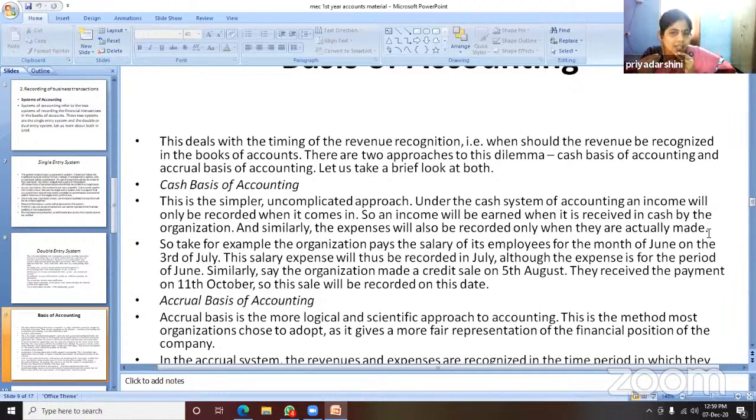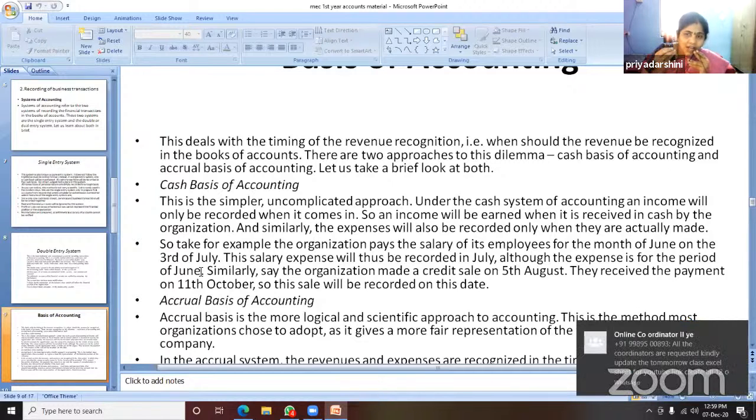So this salary expense will first be recorded in July, although the expense is for the period of June. Actually the amount is payable in the month of June, but they are paying that amount in the month of July. So the transaction we are writing as and when the cash payment is done.